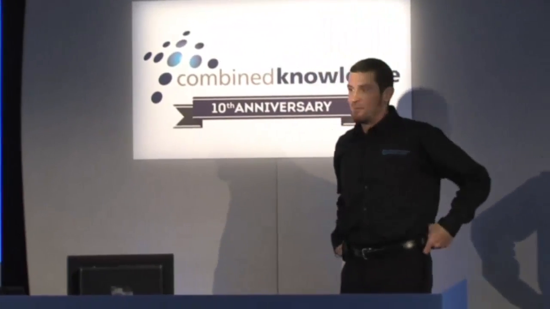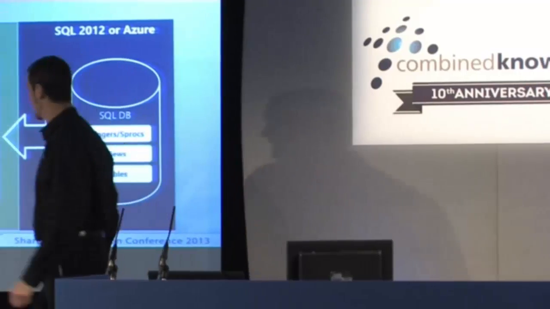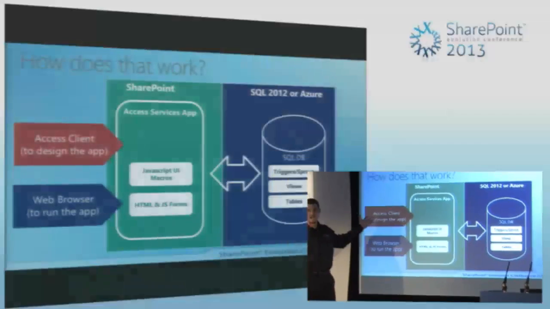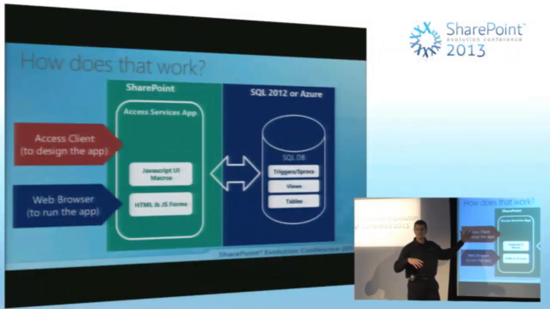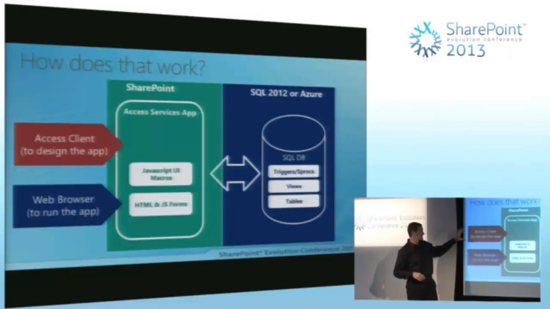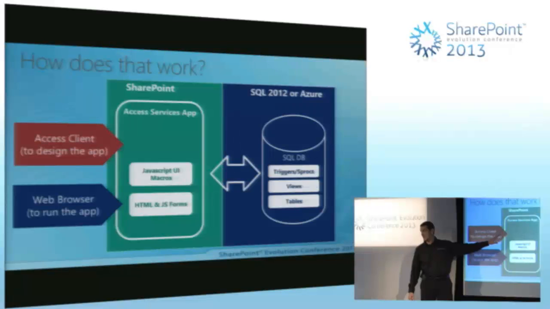Okay, so how does that work? Everything that we just saw can be summed up fairly simply with this slide. The Access client was used to design the app. Now, we started building the app from the site, but we can start it from the client as well, and I'll show you that in the next demo. So we use the Access client to design the app. That is communicating with the Access Services app that's part of SharePoint.